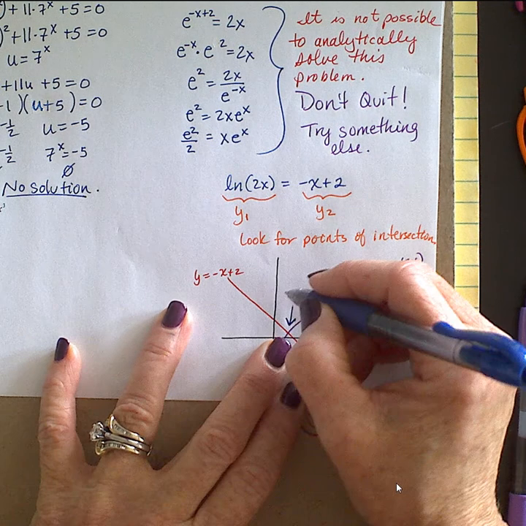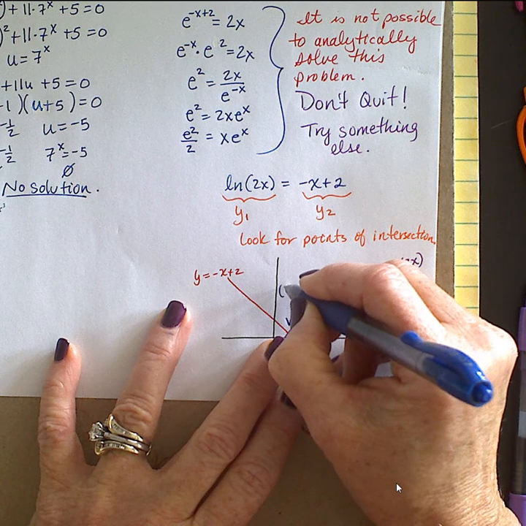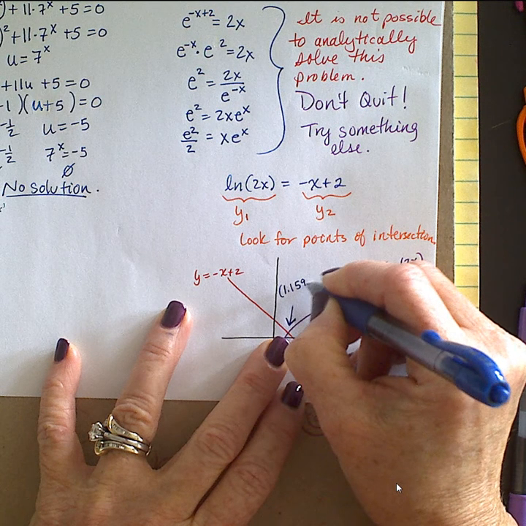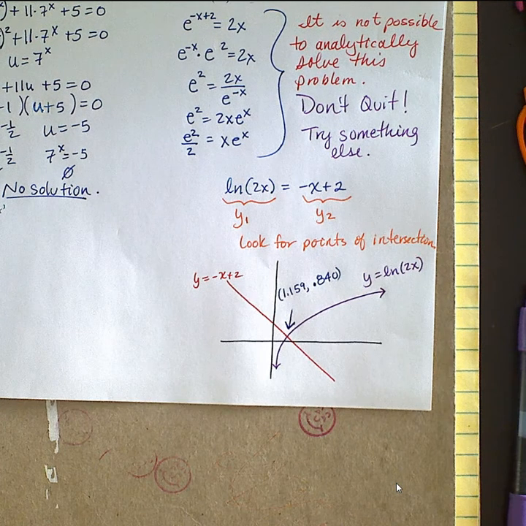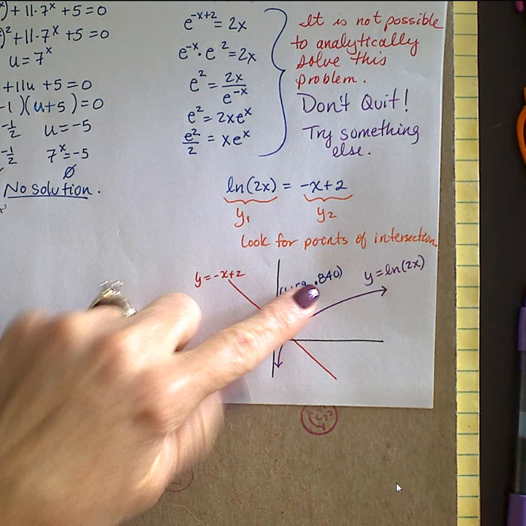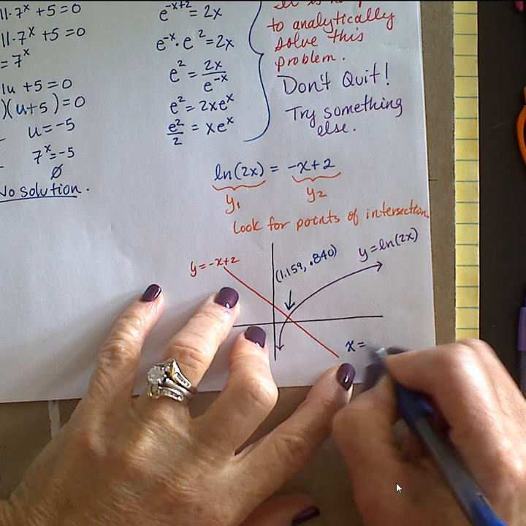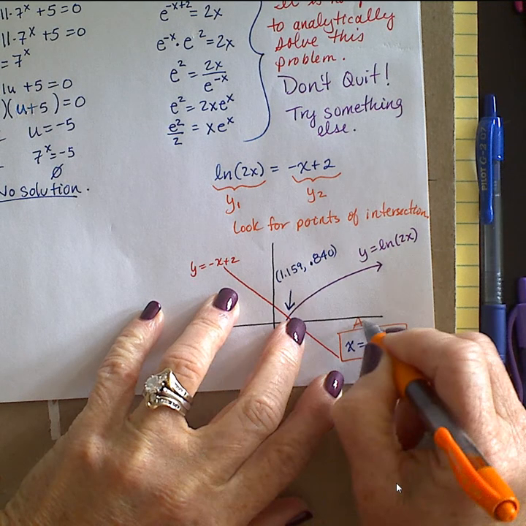Kevin, did you find that point of intersection? It is exactly 1.159, 0.840. Okay, what's the answer to this question though? So they're solving for x in the original equation. So your answer is not the ordered pair. Your answer is 1.159. There's your answer.